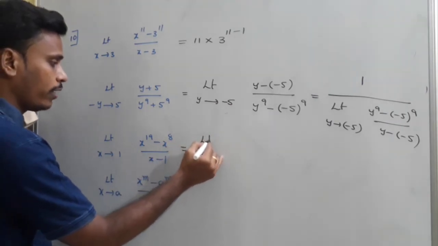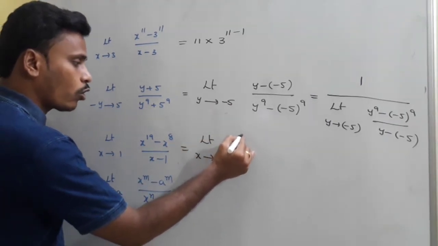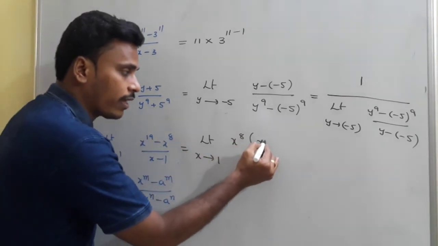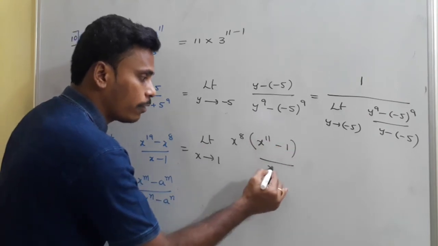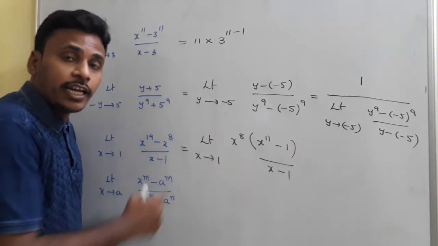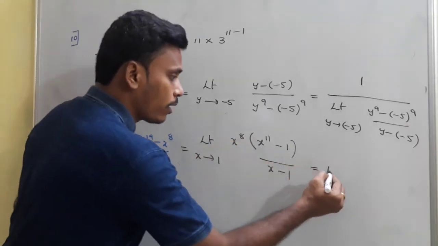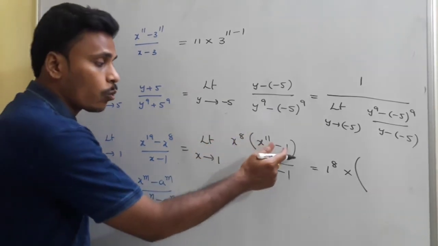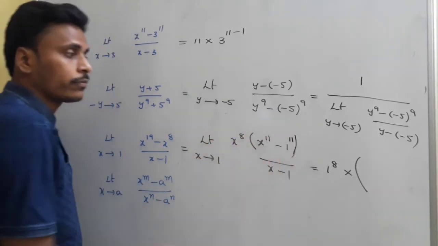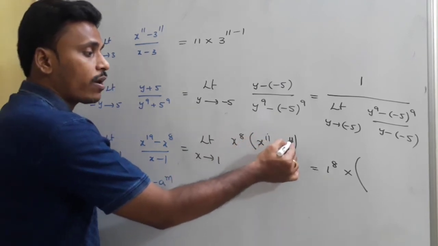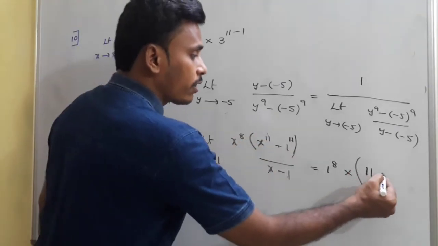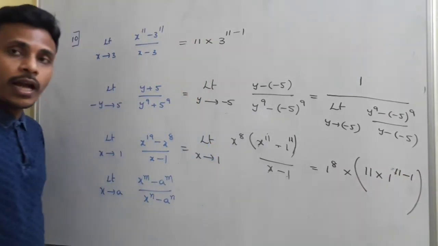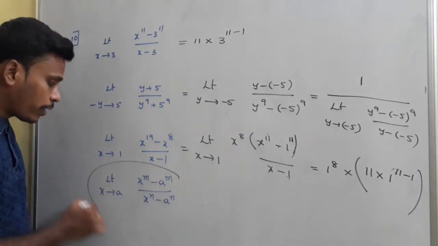So this is equals to limit x tends to 1. When you common out x power 8 from x power 19, you are left with x power 11 minus 1 divided by x minus 1. As x is tending to 1, replace x with 1 here, which is 1 power 8 into this x power 11 minus 1 by x minus 1. This 1 also can be written as 1 power 11. So x power n minus a power n by x minus a. So this is simply nothing but 11 into 1 to the power 11 minus 1. And you will get your answer at the end, for this particular problem.